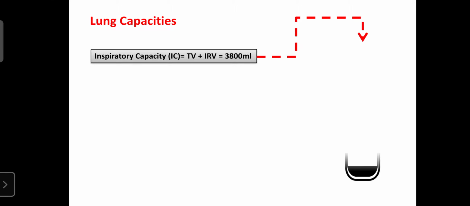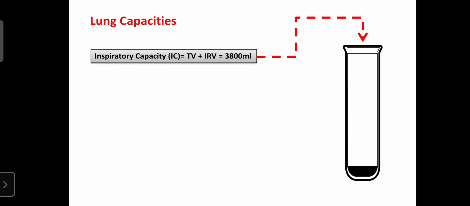So the inspiratory capacity is the tidal volume, 500 ml, plus the inspiratory reserve volume, 3300 ml, and the total is 3800 ml. This is the capacity of the lungs for inspiration, including normal inspiration as well as forceful inspiration. We can inspire about 3800 ml of respiratory gases. That is known as the inspiratory capacity.